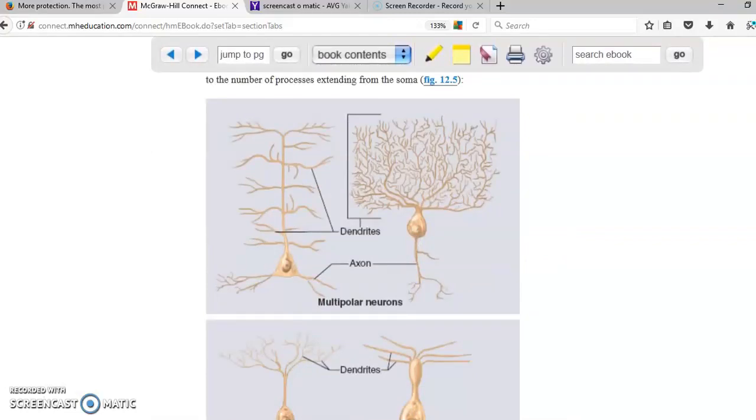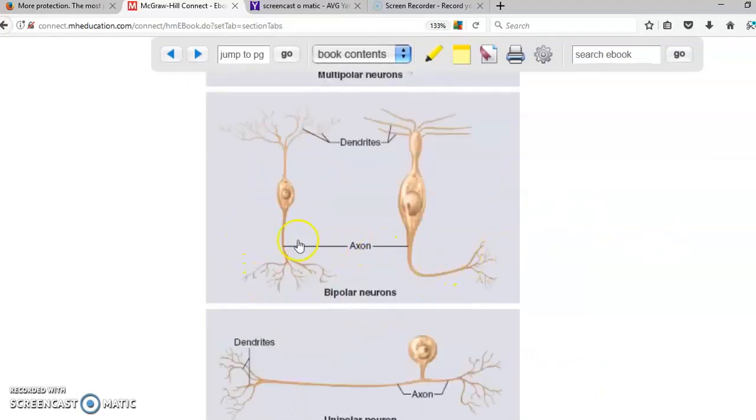This is just different types of classifications of neurons. If it has multiple extensions, as you can see here, it's called multipolar. Bipolar, how many extensions? Two. One right here, another one right here. Which one is this one? If it has only one extension, unipolar.